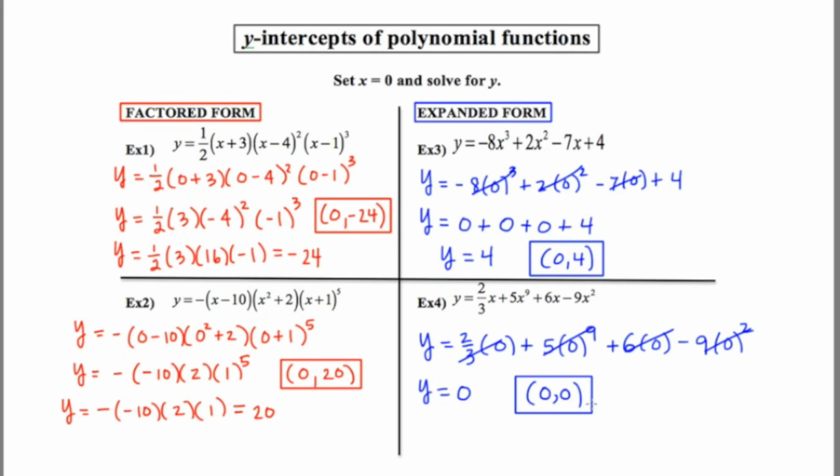Now, for each of these 4 problems, I perhaps did a lot more work than you would have done, but when you're first starting out, when you're learning something, it's important to go through those steps, and then as you get better at something, then you can start taking shortcuts. But overall, it's a pretty easy topic. If you have to find the y-intercept of anything, let x equal 0, solve for y.